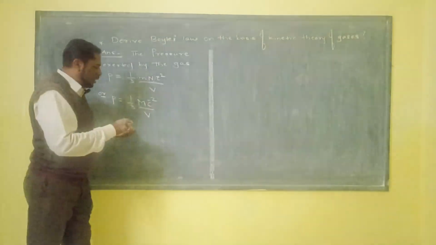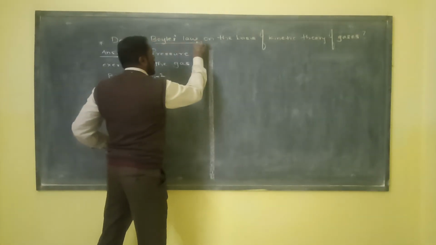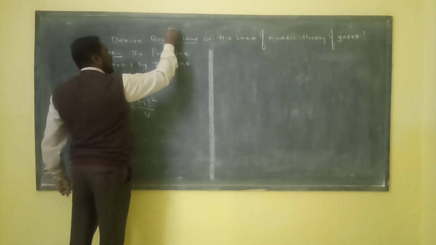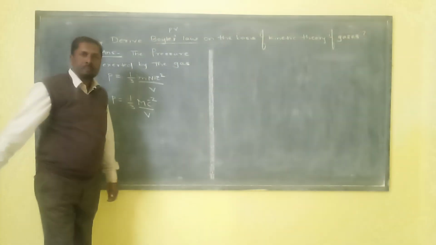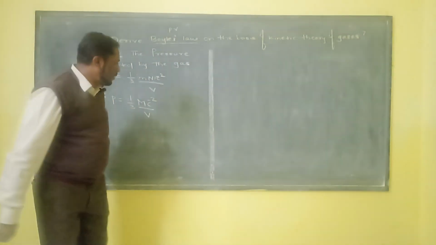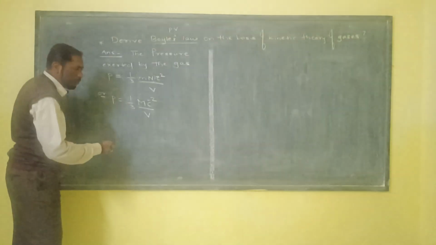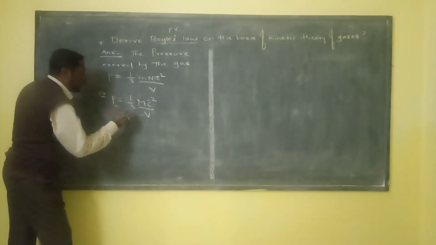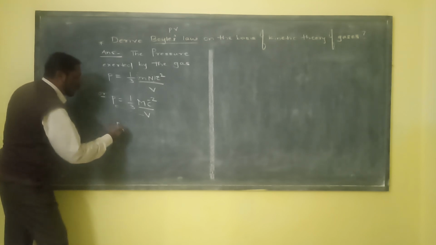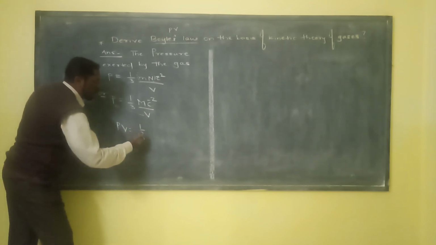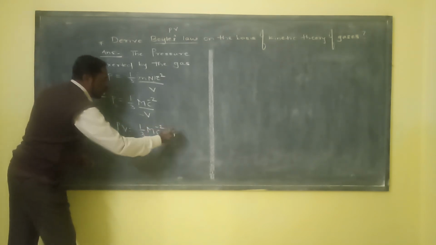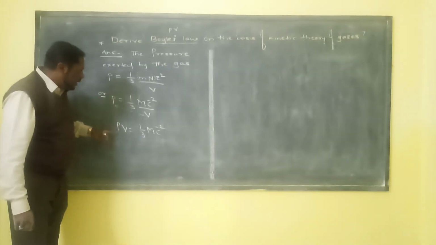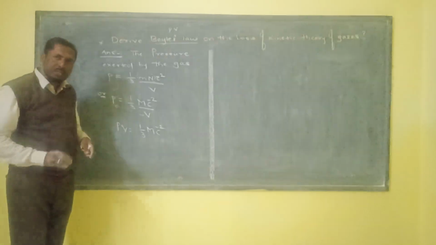Now see what we are dealing with. We are dealing with Boyle's law, which is in the form of PV. So make it in the form of PV. P is there, V is there, multiplying them, what do we get? PV is equal to 1 upon 3 m bar C square.